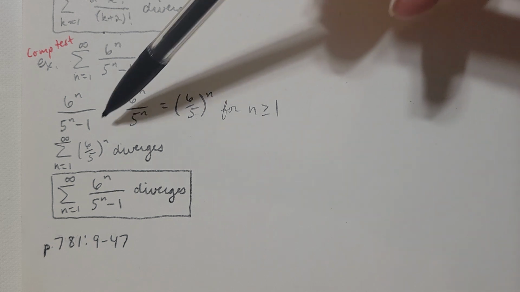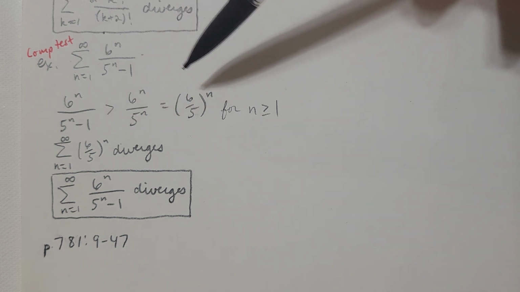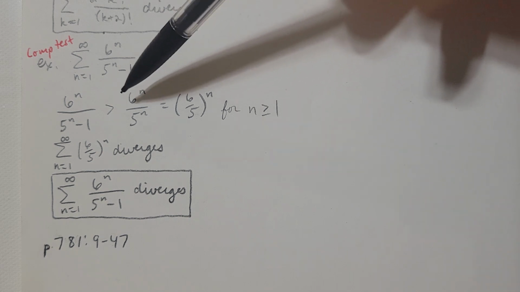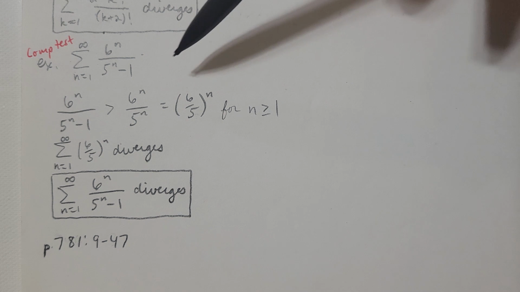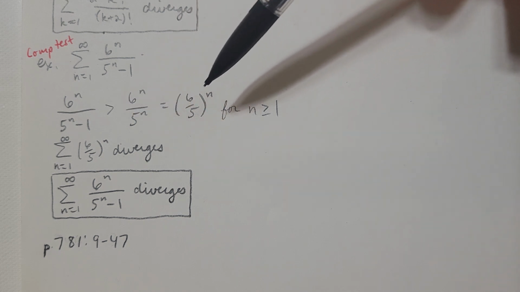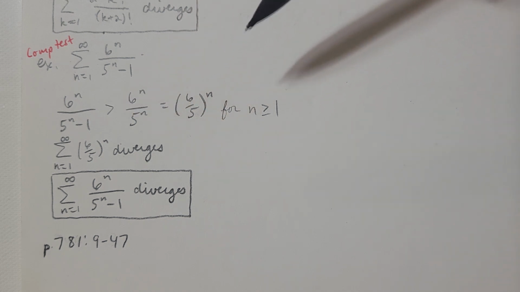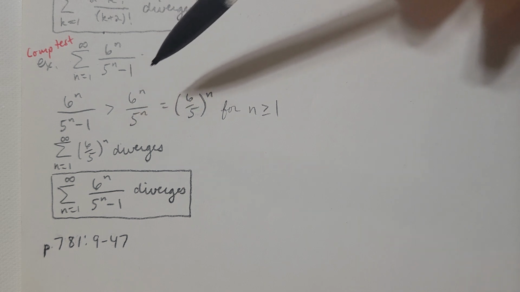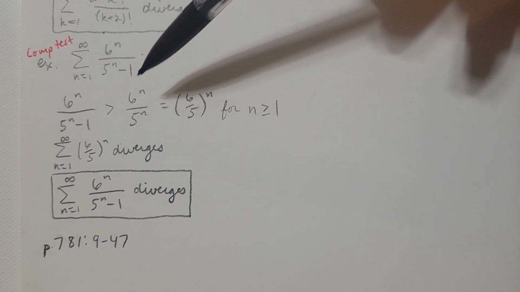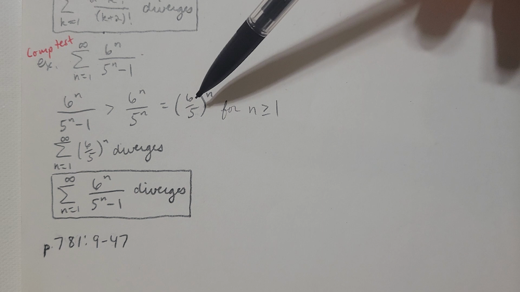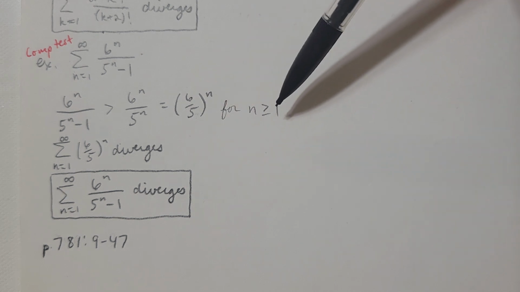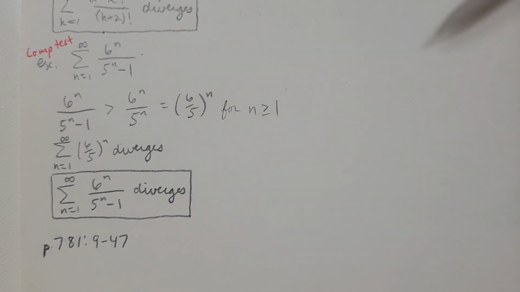Well, if I'm subtracting 1 in the denominator, then the left side is always going to be bigger than the right side, right? If I had a denominator of 3, like 1/3 or something like that, that's going to be bigger than 1/4. Okay? So the left side is always going to be bigger than the right side. The right side gives me (6/5)^n, and this is for n greater than or equal to 1.